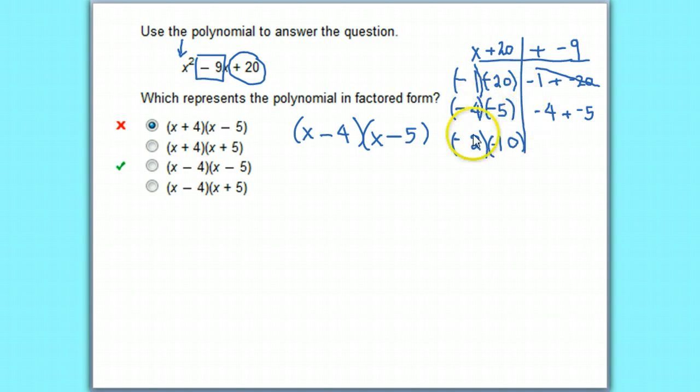So the chart is really the key thing. Do the chart. It's pretty easy. I hope this helps.